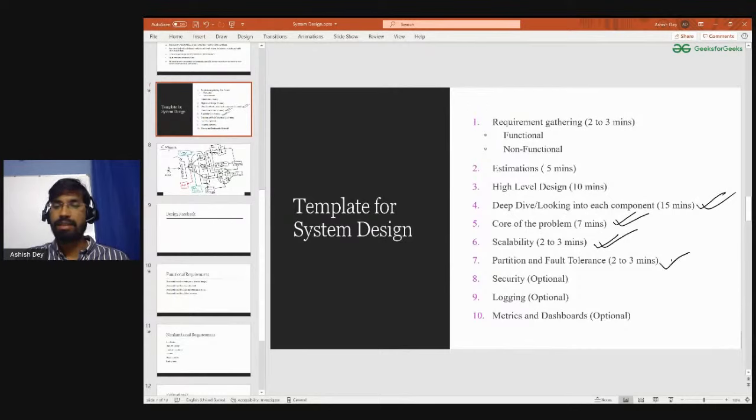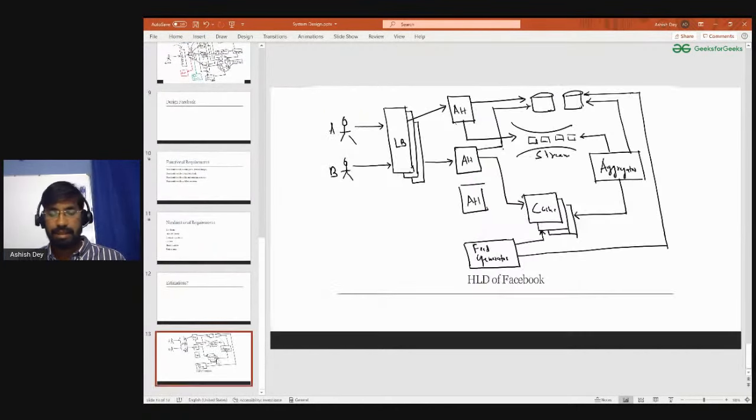And partition tolerance is certainly really important. You must also try to discuss a little bit about metrics and dashboards. That's my suggestion. That gives the impression that you have certainly worked on some systems and you have an idea of how metrics and dashboards work. So yeah, that's it, guys.